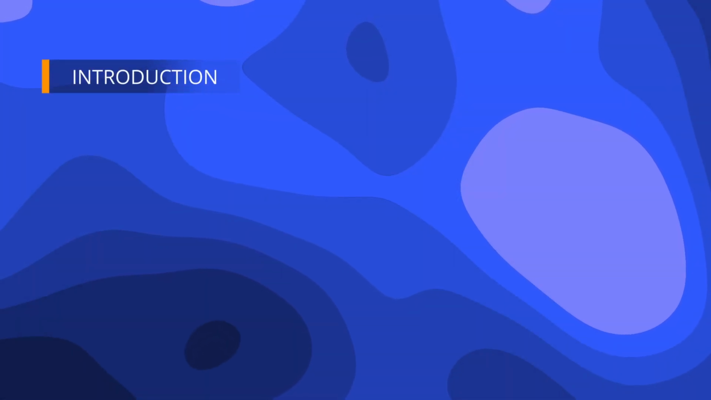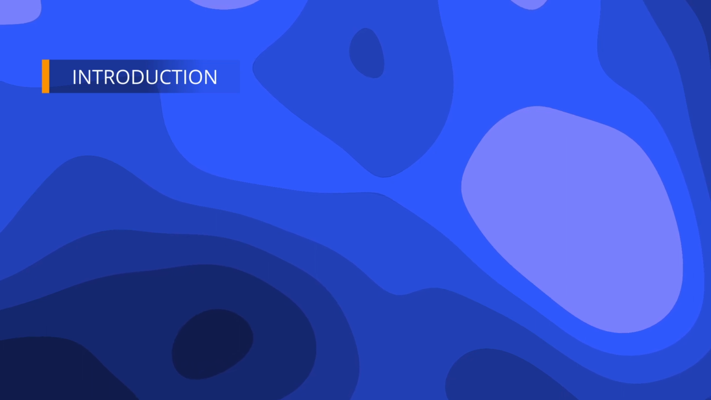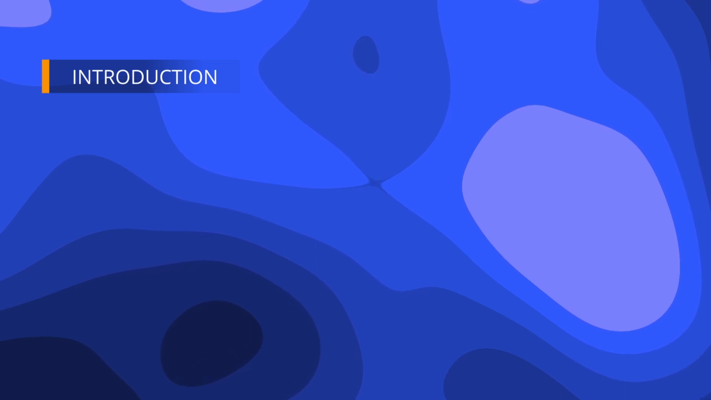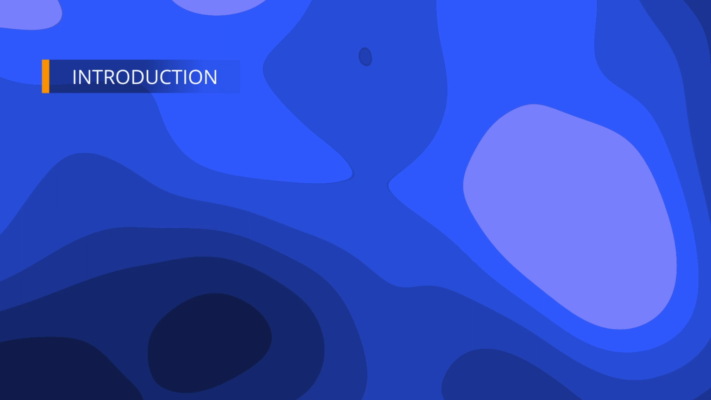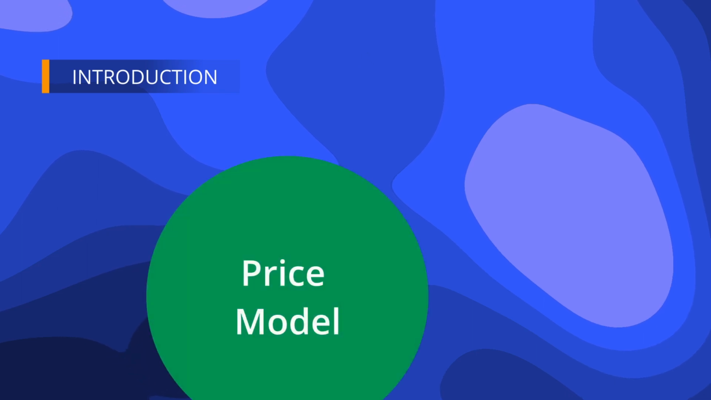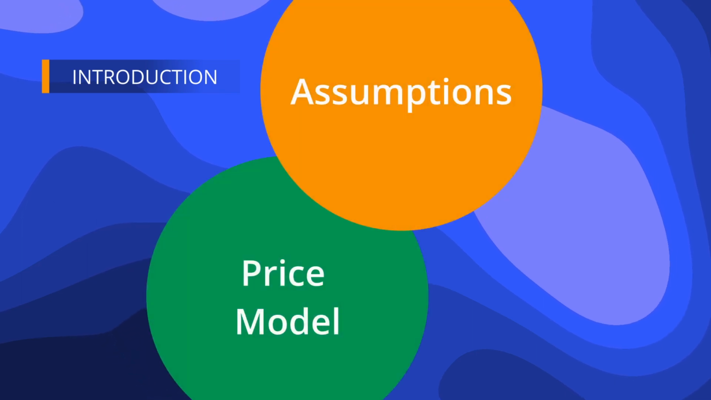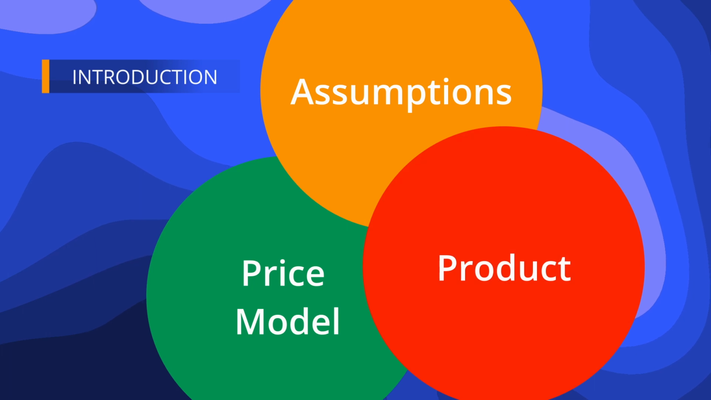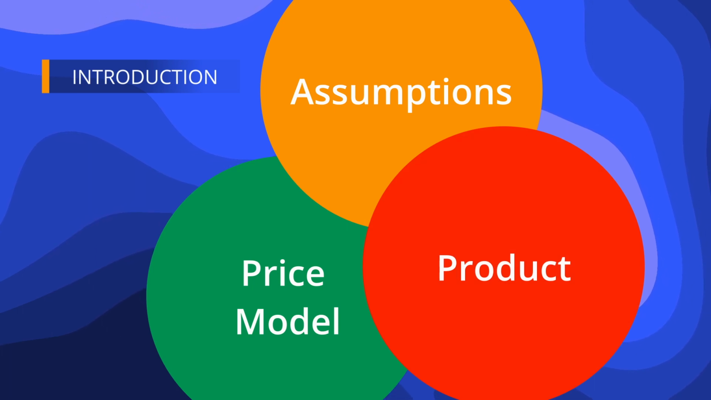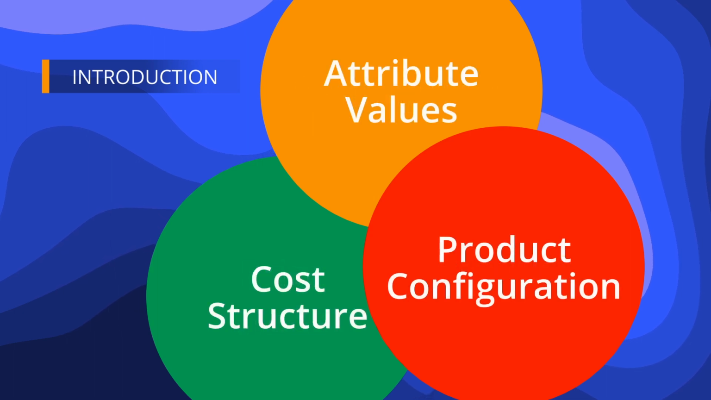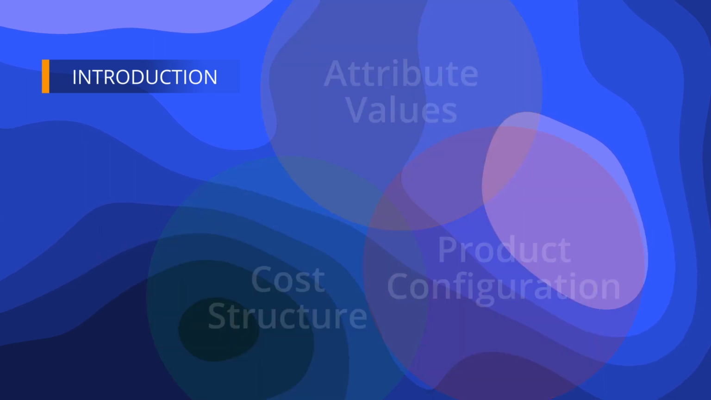Right, let's jump in. In any supply agreement, the determination of selling prices is based on various factors, including the supplier's pricing model, their underlying assumptions, and the product's unique design or manufacturing requirements. Translating this to Mercenta language, we call those elements the cost structure, the attribute values, and the product configuration.